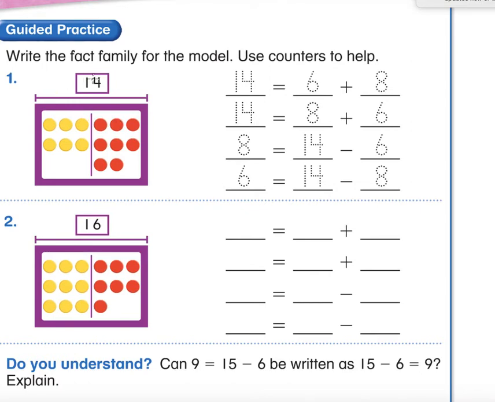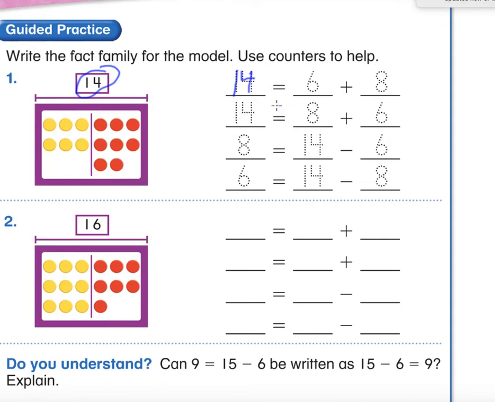So what they did here is they took the total first and want to show you what parts it can break into. So the total is 14. They tell us that in the chart right here. 14. Boom. That is going to be the first number.